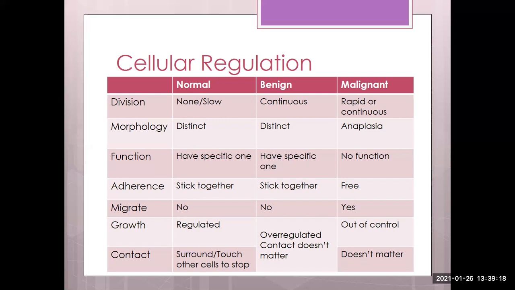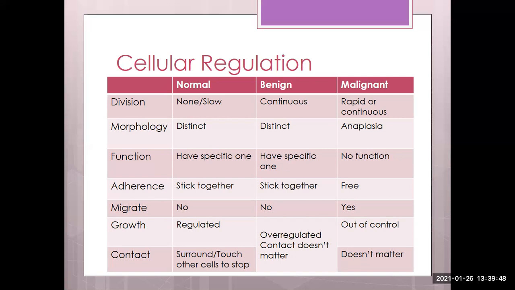The next couple of things kind of go together. Normal cells tend to stick together. So whatever type of cell it is, if it's a cell within the lining of the GI tract, when it duplicates itself, it sticks together. It stays with other cells that are like it. With a benign cell, the same thing happens. It sticks together, and because they stick together, they are in close contact with each other.